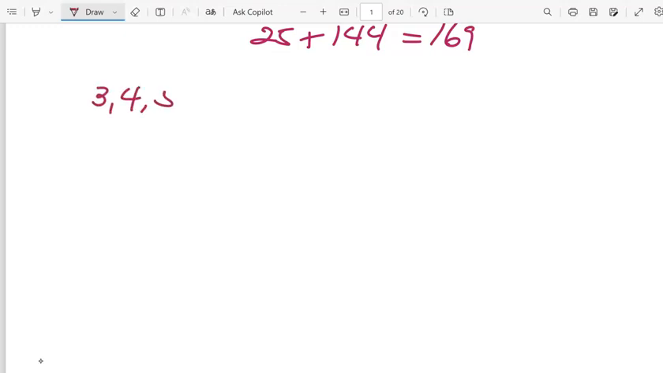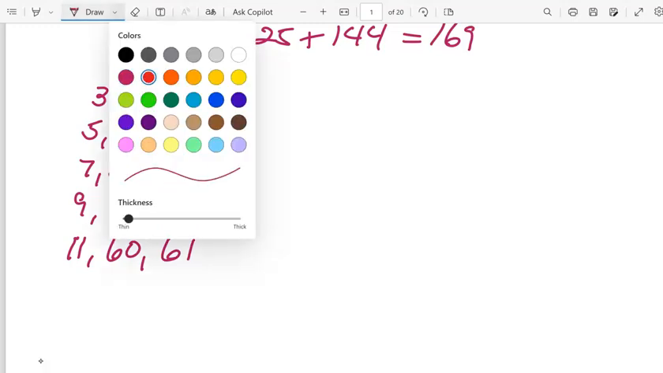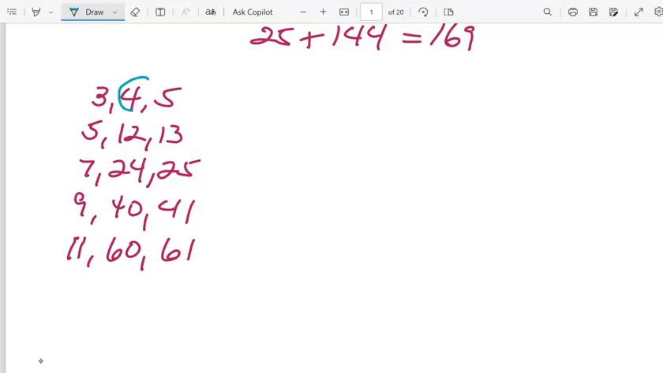3, 4, 5; 5, 12, 13; 7, 24, 25; 9, 40, 41; and 11, 60, 61. What you're going to notice about the pattern for each of these is that the shortest side is always an odd number, and the two longer sides only differ by 1 unit.